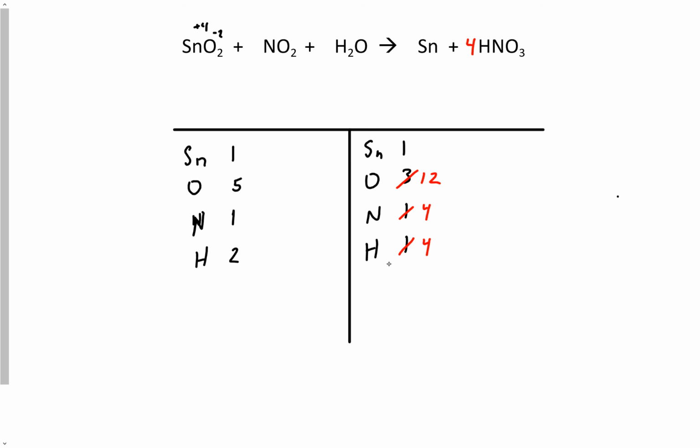So I've got 4 H's on the right and 2 on the left. So let's throw a 2 in front of that H2O. So 2 times 2 is 4 H2Os. I've got, ooh, this is crazy. 2 times 1 is 2, 2, 2.